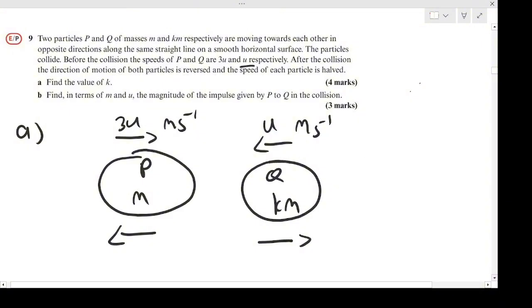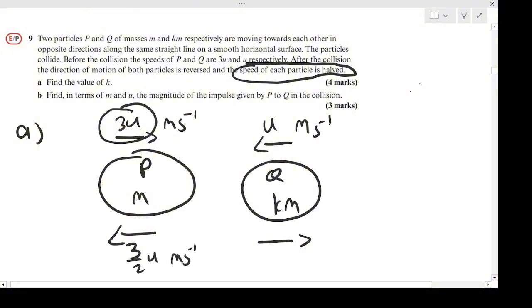I'm also told the speed of each particle is halved. So originally the speed is 3u for P, so it's going to be 3 over 2u afterwards. Likewise, originally the speed is u for Q, so it's going to go to a half u afterwards. Hopefully happy with that.